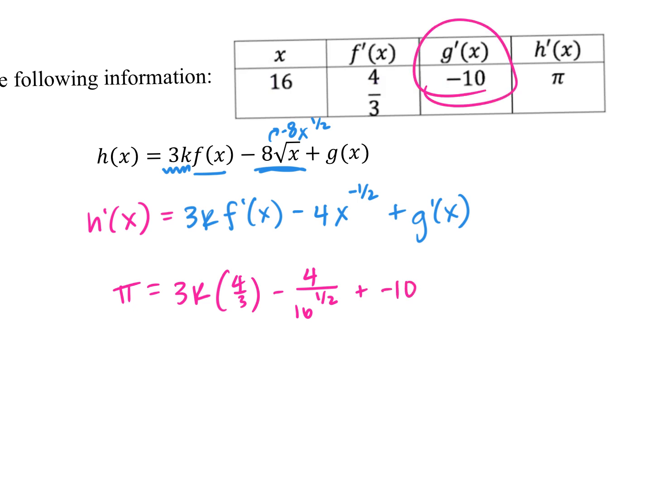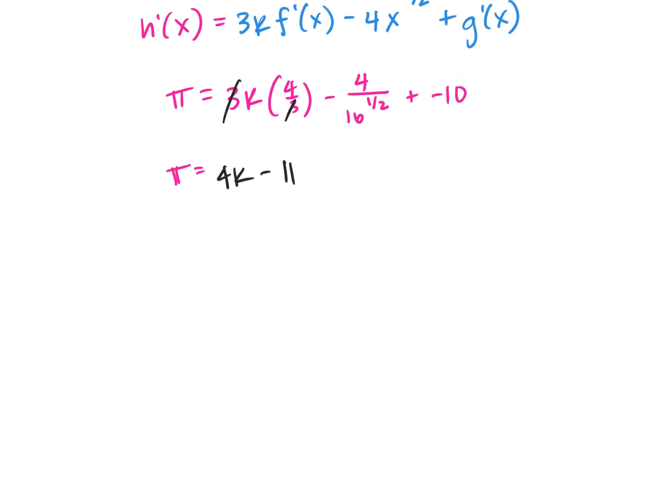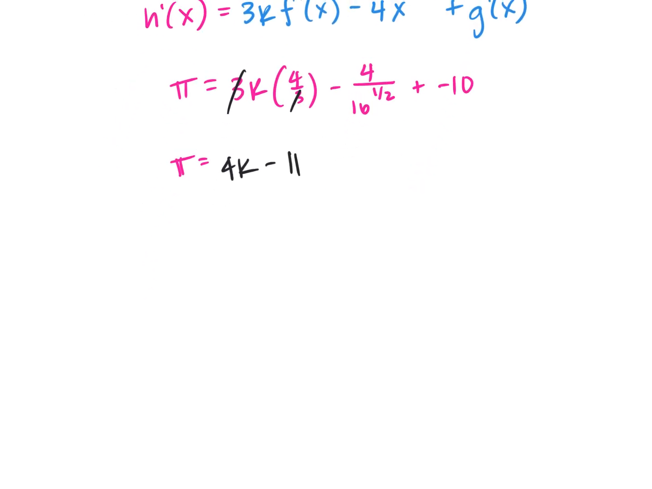Okay, y'all. Now we're going to start solving. We got this. Pi equals. What's going to happen with my 3 times my 4/3? Cancel out. 3's cancel, and I'm left with 4k minus 11. Yeah, good call, because this would be 4 over 4, which is negative 1, plus negative 10 is minus 11. I dig it. We got to get k by itself. And that just means it'd be plus 11. So pi plus 11 over 4. Yep. Whew.